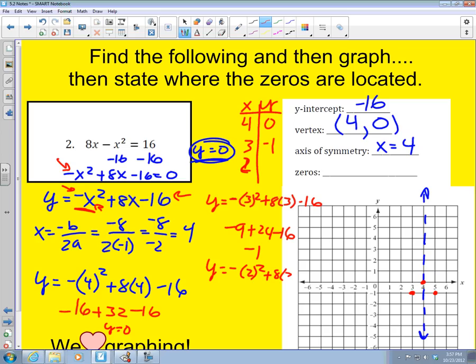plus 8 times 2 minus 16. Well, this is 2 times 2 is 4 times this negative is negative 4 plus 16 minus 16. Well, that's negative 4. So here's my other 2 points. 2, negative 4 is right here. It's 1, 2 units away, so I go 2 units over. And that's all the points I need to graph it.